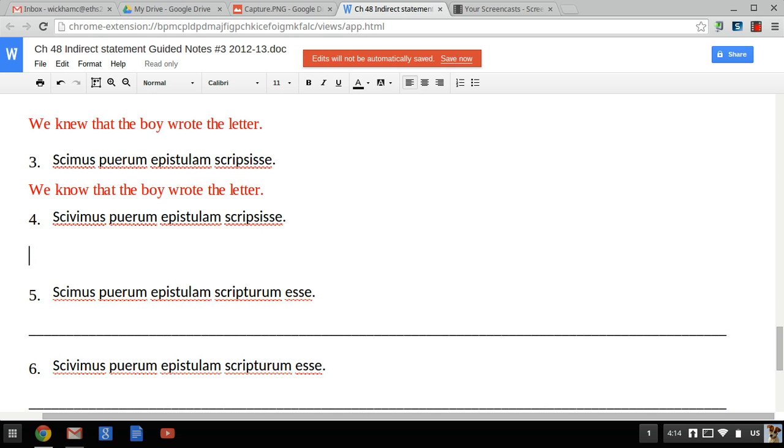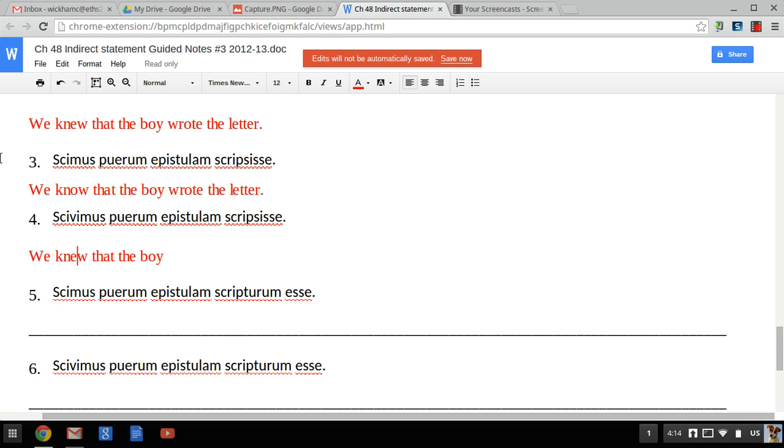Sentence 4. We know that the boy, and then we're going to finish this. Scripsisse epistulam. How are we going to finish that? What tense? Oops, I'm sorry, this should be we knew. We knew that the boy. What tense are we going to make scripsisse?